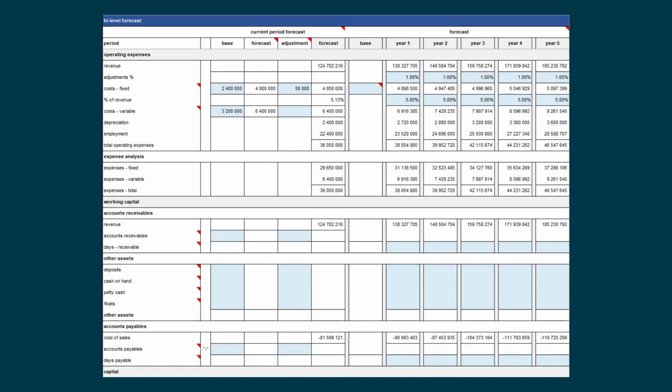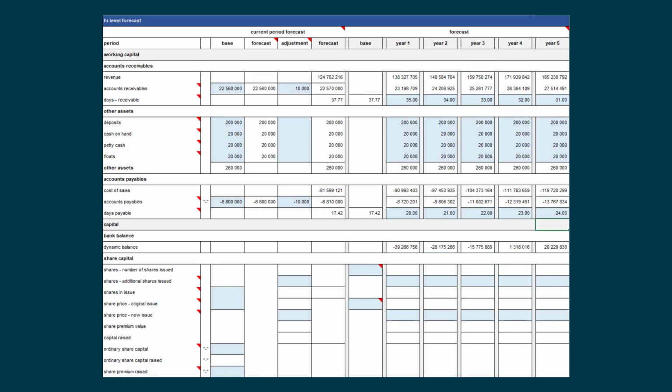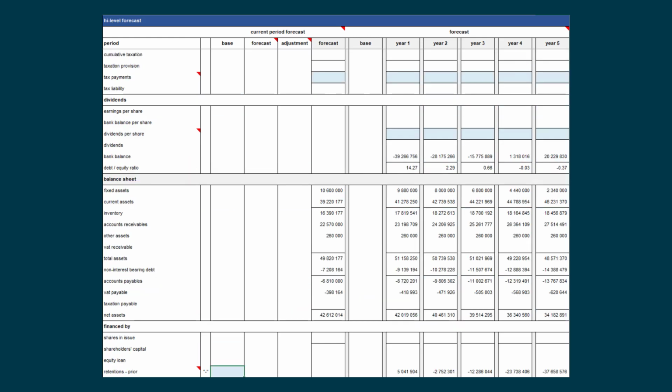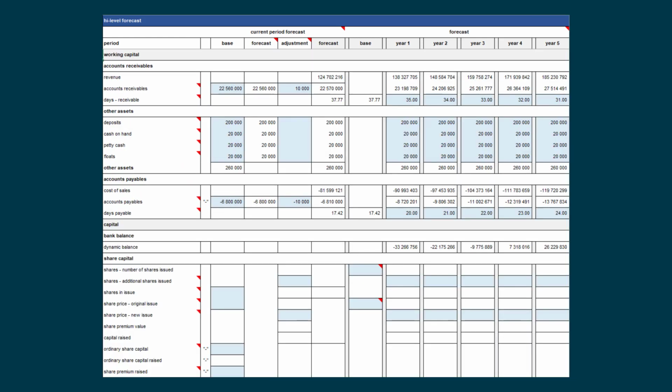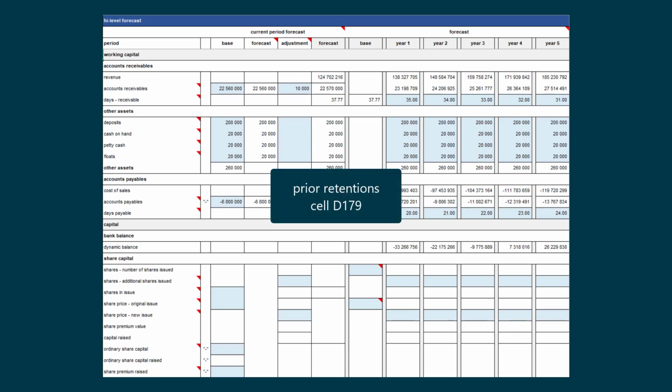Let's go back to the balance sheet and set up the working capital elements. Remember, we did the inventory forecasts in the trading section. In the working capital section, we set the parameters for accounts receivable and accounts payable, as well as the values for other assets such as deposits, cash on hand, etc. If you're doing a normal forecast, you'll need to update the prior year's profit retentions in cell D179.